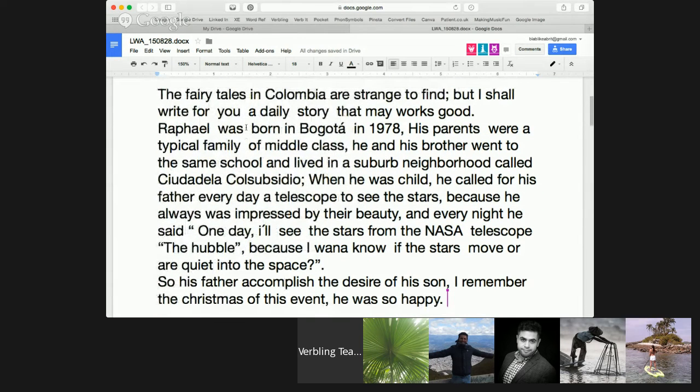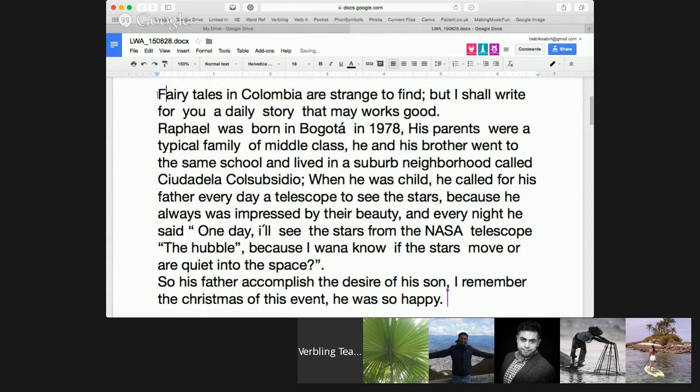All right, so let's have a look and see if we can make any corrections. So, the fairy tales in Colombia. I think really we generally would just put fairy tales. Fairy tales in Colombia are strange to find. What do you mean by strange? Maybe difficult to find? Yes.